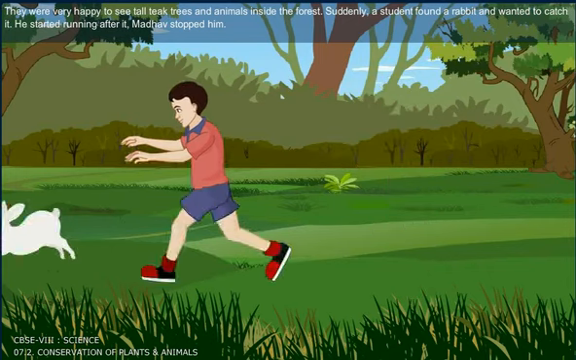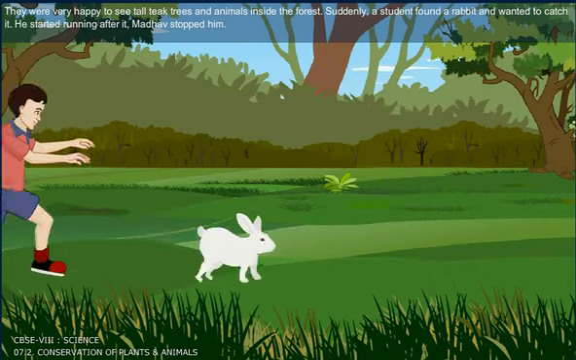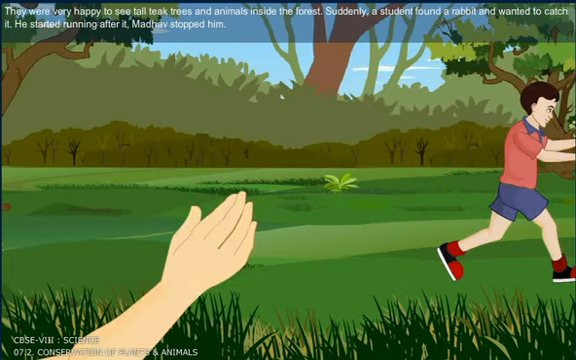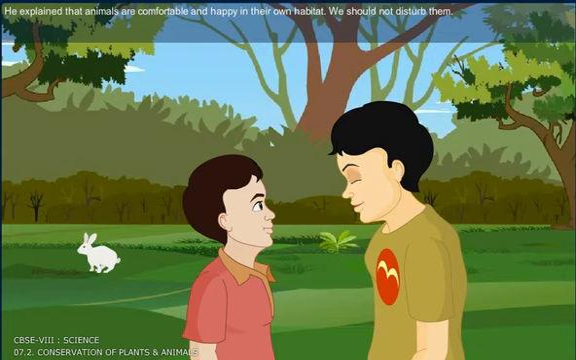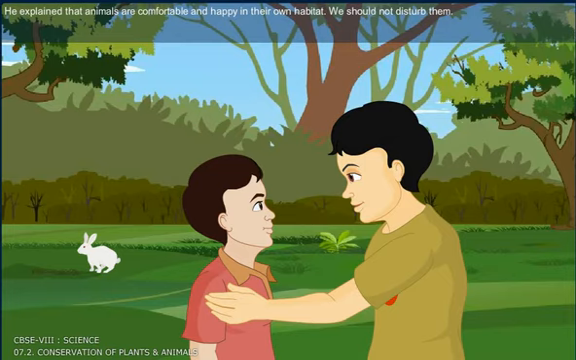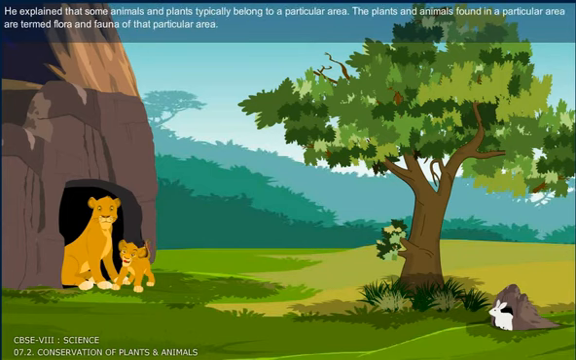Suddenly, a student found a rabbit and wanted to catch it. She started running after it. Madhav stopped her. He explained that animals are comfortable and happy in their own habitat. We should not disturb them. He explained that some animals and plants typically belong to a particular area. The plants and animals found in a particular area are termed as flora and fauna of that particular area.